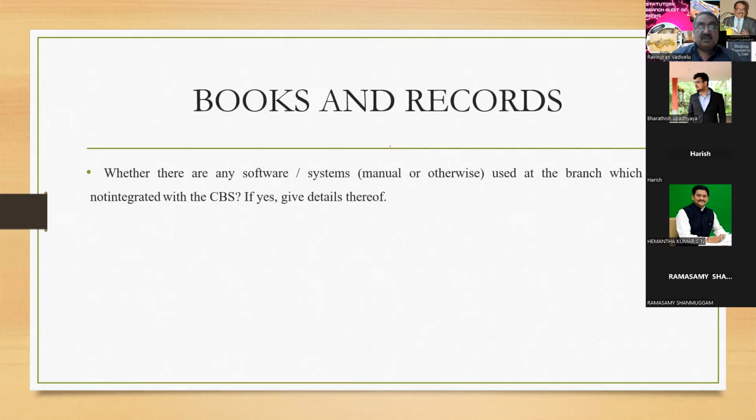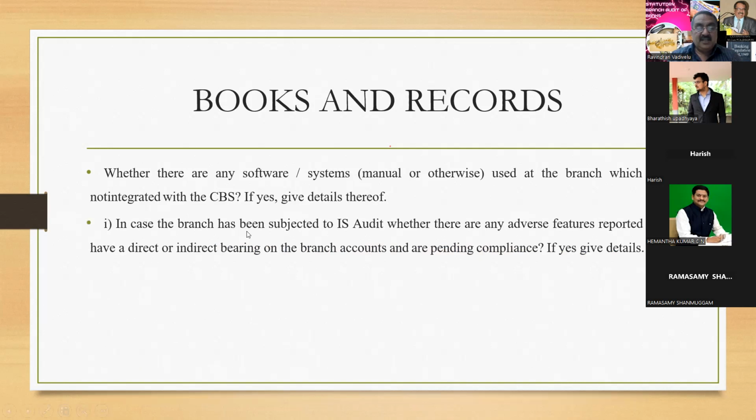Now I am going to the books and records. Whether there is any software or system, manual or otherwise, used at the branch which is not integrated with CBS, and if yes, give details thereof. And in case the branch has been subject to information system audit, and whether there are any adverse features reported, for this you have to call for the information system audit report. The IS auditor is the person who has qualified ISA, and now they are given the job of IS audit. If the auditor has given any adverse report, you have to see that, and whether those adverse reports are still pending.